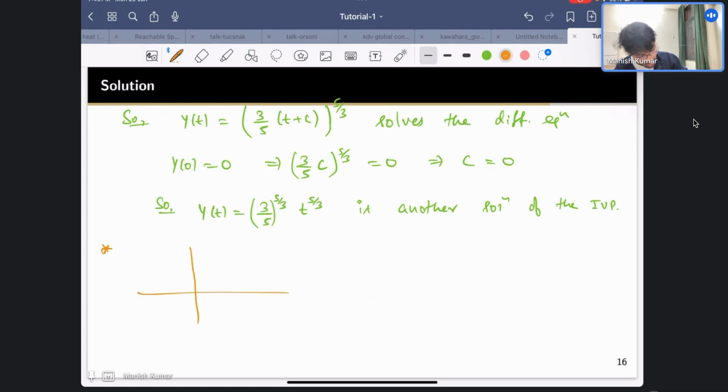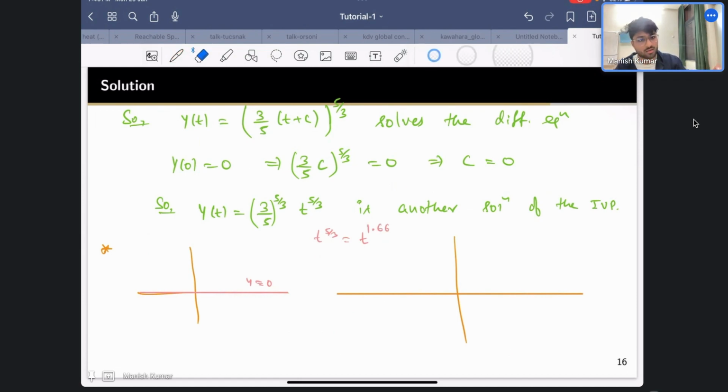So this was the first solution, y(t) equal to 0. So y identically equal to 0 is one of the solutions. The second solution we obtained is this one. This is t raised to the power 5 by 3, which is t to the 1.66. If you plot it, you'll get something like this. For t negative, it won't be defined.